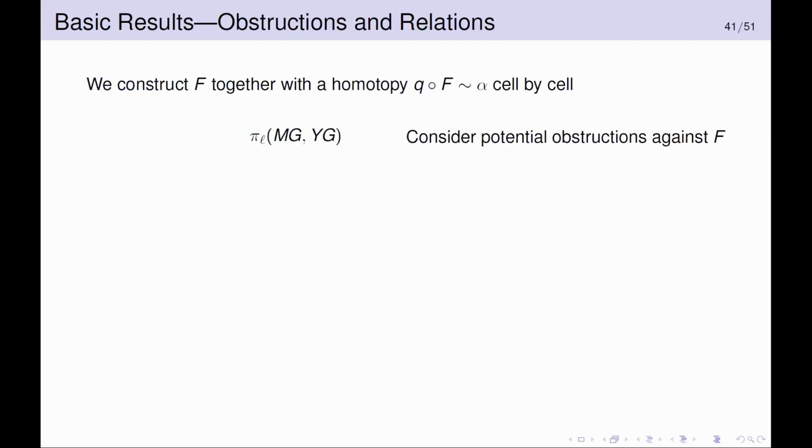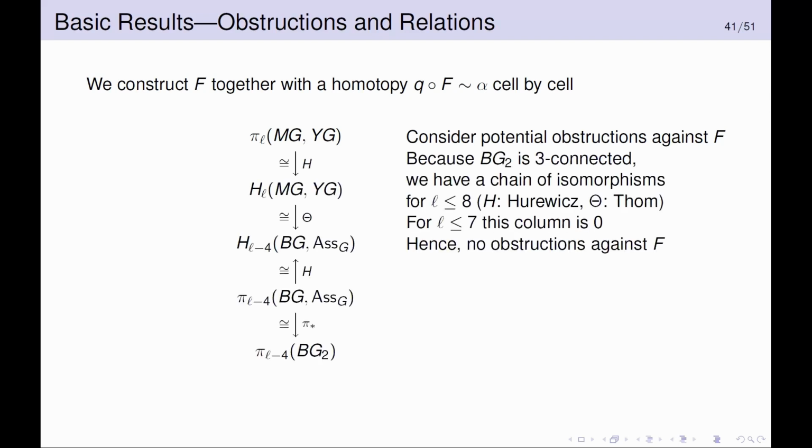Yeah. So, how do we prove this theorem? Well, we start from alpha, which is a map to BG, and then cell by cell, we lift it to put it back to XG. And if we trivialize our tangent bundle over the cell, that means we have to push a map to BG down into YG, because YG is the fiber of that. And this means we have to consider potential obstructions lying in these relative homotopy groups, BG relative to YG.